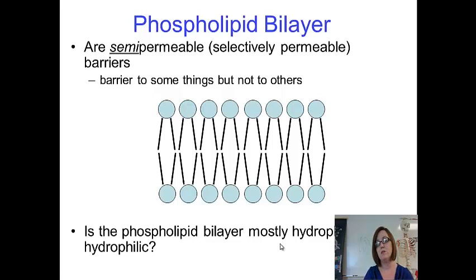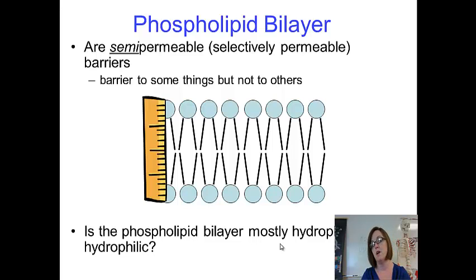Phospholipid bilayers are semi-permeable. Some might call this selectively permeable. And they're a barrier, but they're a semi-permeable barrier. What that means is that some things can cross and some things can't. In order to understand why this is, we need to explore further this hydrophobic, hydrophilic nature of the phospholipid bilayer.